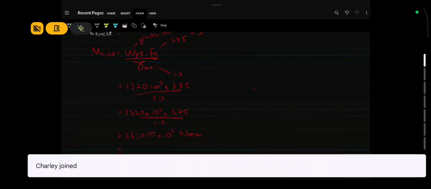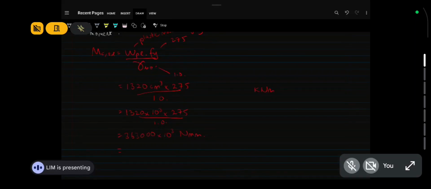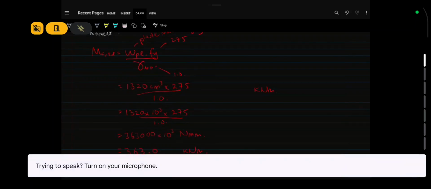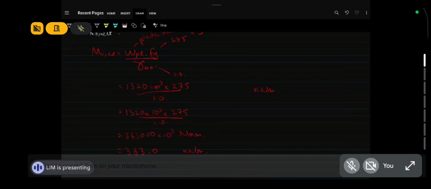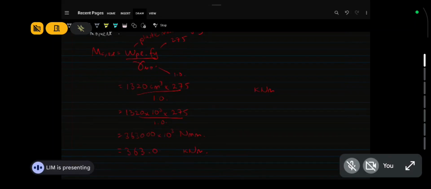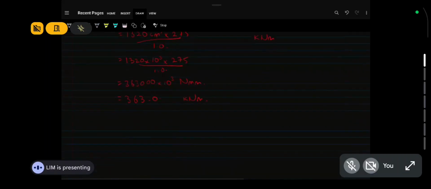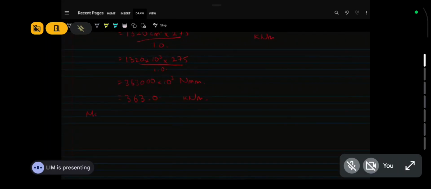In our bending moment diagram, the unit is kilonewton meter. So this moment in Newton millimeter, we have to convert to kilonewton meter. To convert it is times 10 to the power negative 6. So we end up with 363 only. Once you've converted to kilonewton meter, MCRD is 363.